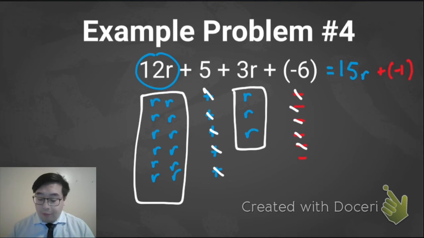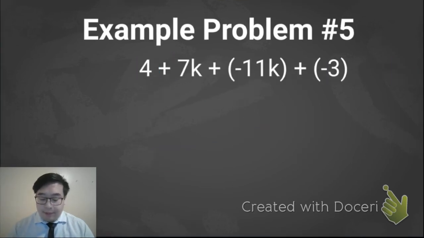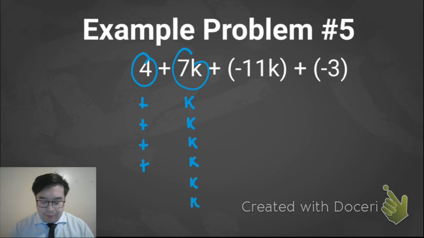All right. Finally, for our fifth example, here we have 4 plus 7k plus negative 11k plus negative 3. So let's look at these as individual parts. Here, I have 4 positives. Over here on the right, I have 7 k's. Over here, I have 11 negative k's. And finally on the right, we have 3 negatives.